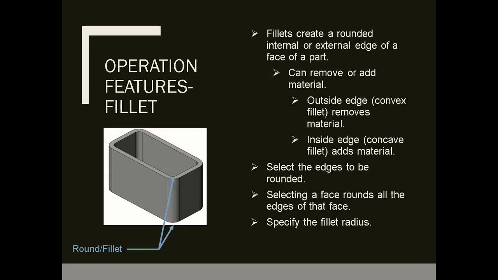Fillets are really good because you don't want a part built at strictly 90 degrees. You need some added material in that corner to provide strength. You just select the different edges you want to be rounded, or you can select the whole face, which will round all the edges. And then you can specify what your fillet radius is. If you have too much material being removed or added, you'll have an error. So make sure you keep your fillets small.